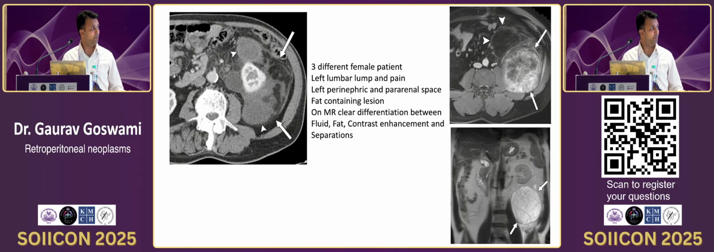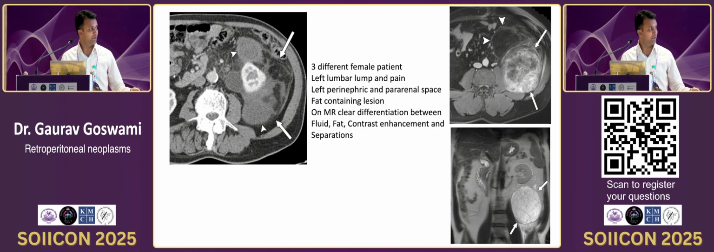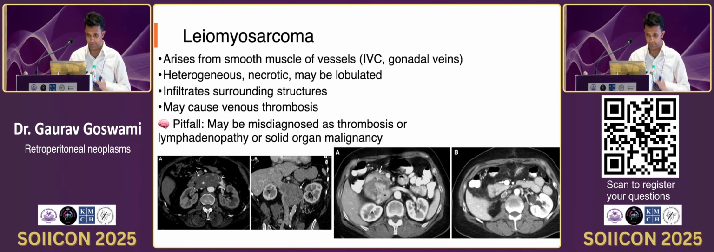Here these are the two MR images where you can see the contrast enhancement. So try to understand and try to differentiate between the fat containing lesion in the form of fluid, fat, contrast enhancement and septations. You can better characterize here where there are more septations and more cystic component, whereas here fat and heterogeneous contrast enhancement is there.